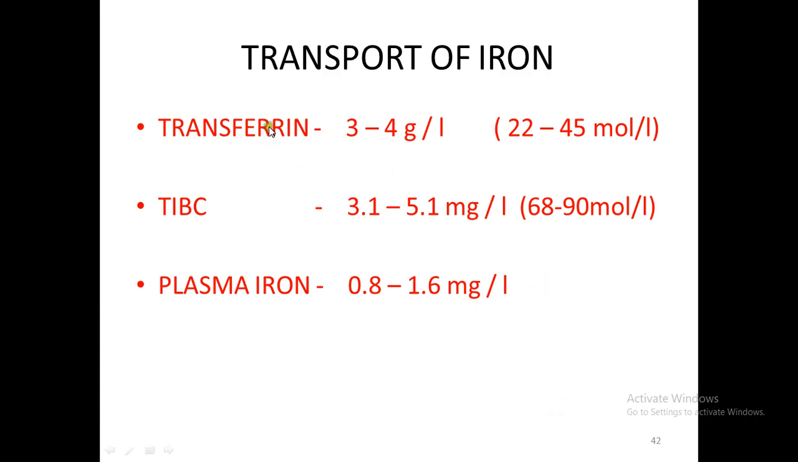Transport of iron is along with a protein called transferrin. 3 to 4 grams per liter of transferrin are present normally in the blood. Now, total iron binding capacity: plasma iron in the blood is 0.8 to 1.6 milligrams per liter, and transferrin protein in the plasma is 3 to 4 grams per liter. So this transferrin is saturated only partly with iron, and much of it is still left empty. So the total iron binding capacity, meaning the capacity to bind more iron, is 3 to 5 milligrams per liter.